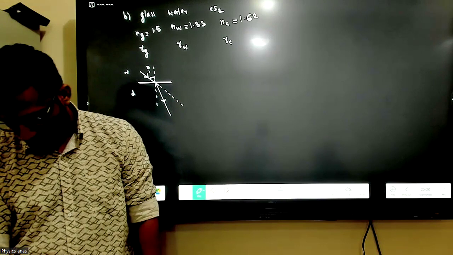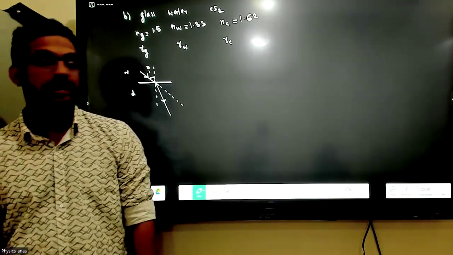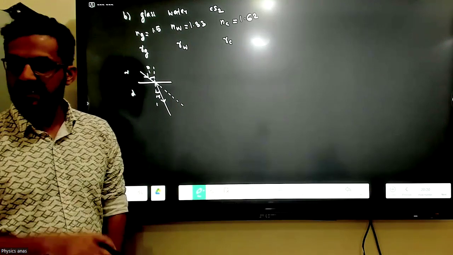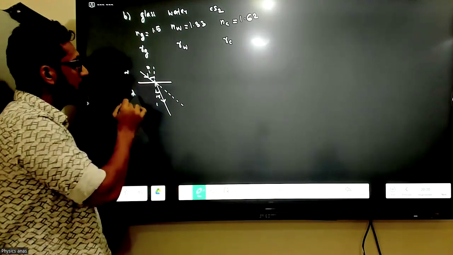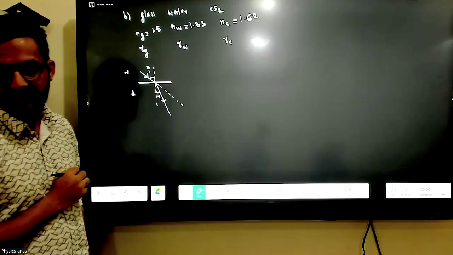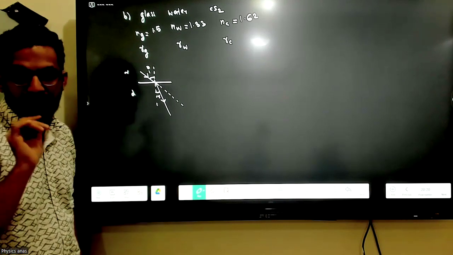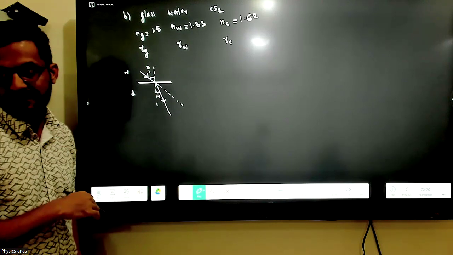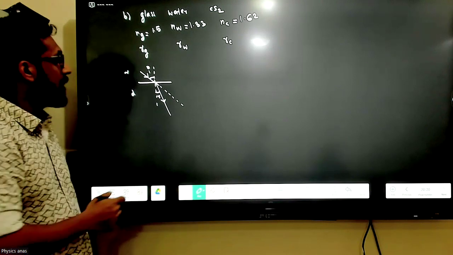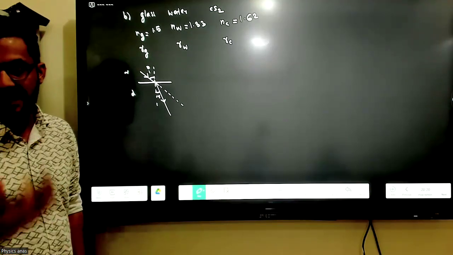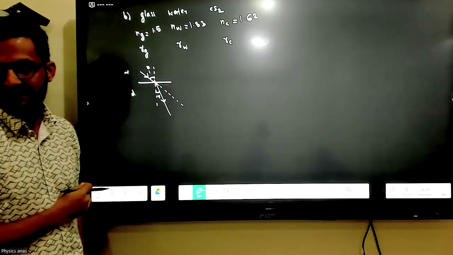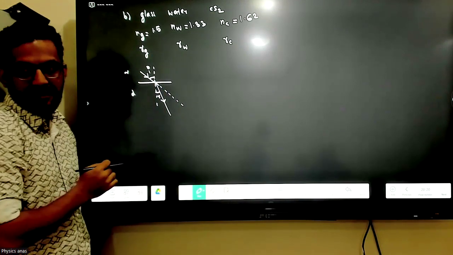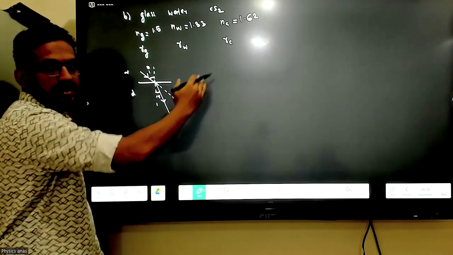Now we have to find which is bigger. What will happen if it goes from rarer to denser? It will bend towards the normal, which means the angle of refraction is decreasing. If it is more dense, the angle will be lesser and lesser. If it is more rare, the angle will be greater and greater.